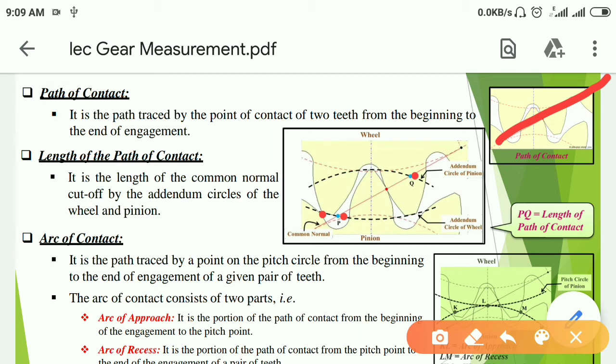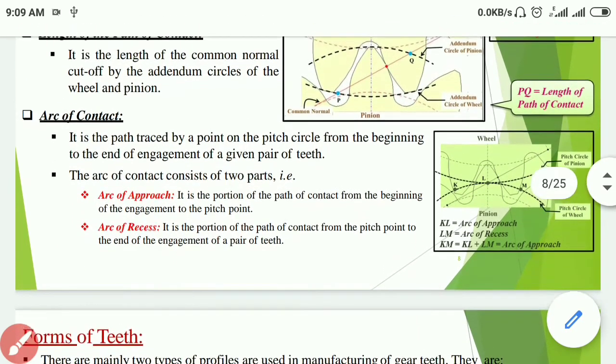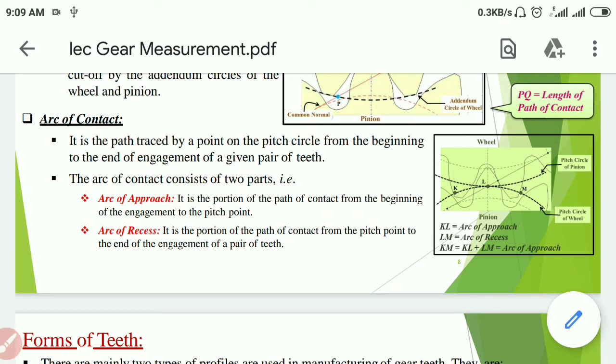Next is arc of contact. It is the path traced by the point on the pitch circle from the beginning to the end of engagement of a given pair of teeth. The arc of contact consists of two parts. Arc of approach: it is the portion of the path of contact from the beginning of the engagement to the pitch point. Arc of recess: it is the portion of the path of the contact from the pitch point to the end of the engagement of the pair of teeth.